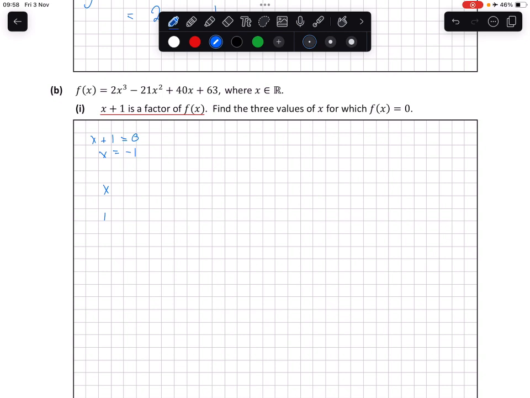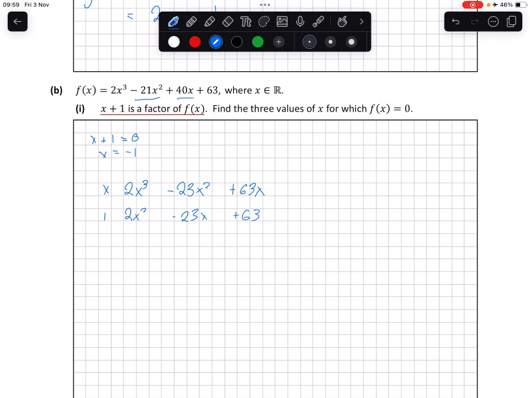We're going to use the box method, and we start off with the 2x cubed. 2x cubed divided by x goes in 2x squared times. What's the difference between 2x squared and negative 21x squared that we have up here? Well, that's going to be negative 23x squared. Same again, negative 23x squared divided by x, we just end up with negative 23x. What's the difference between negative 23x and 40x? Well, it's plus 63x. Same again, divide this by x, we just have plus 63.